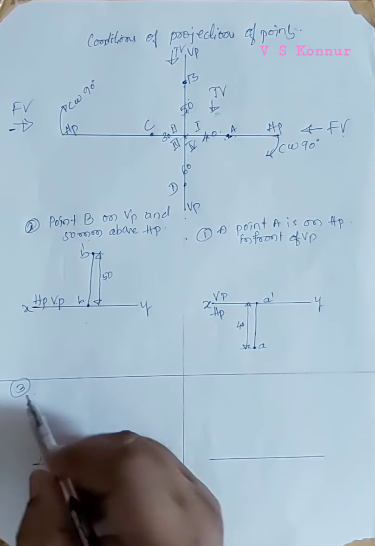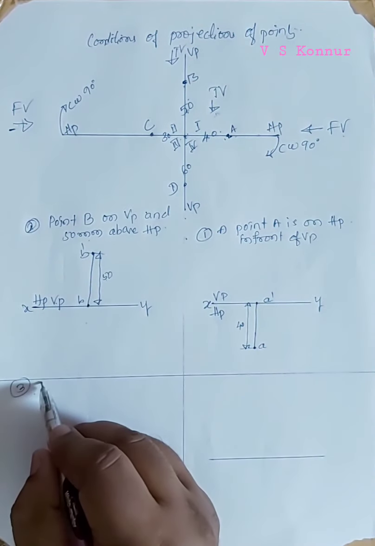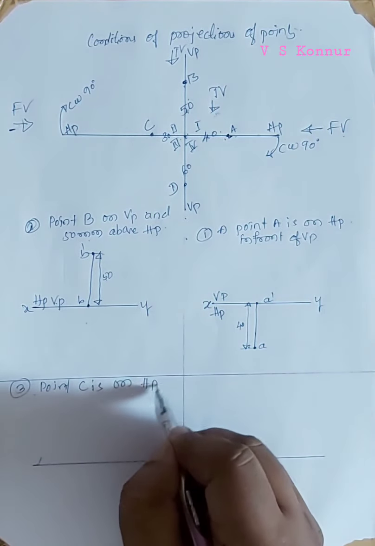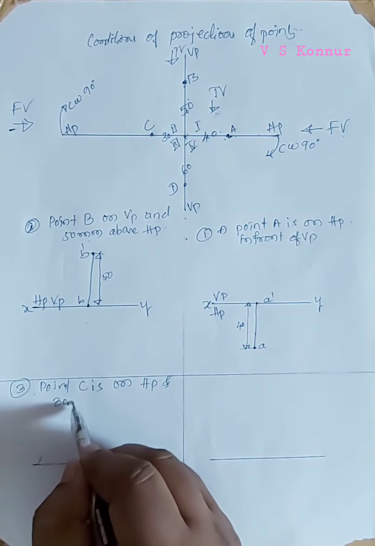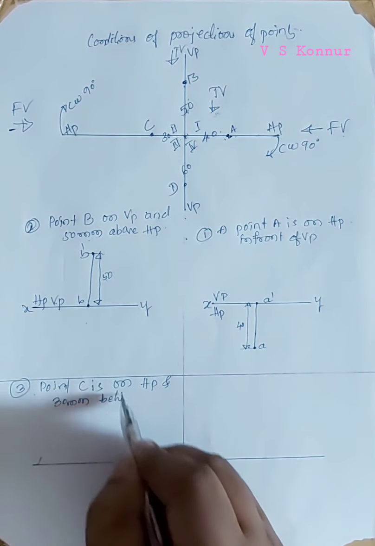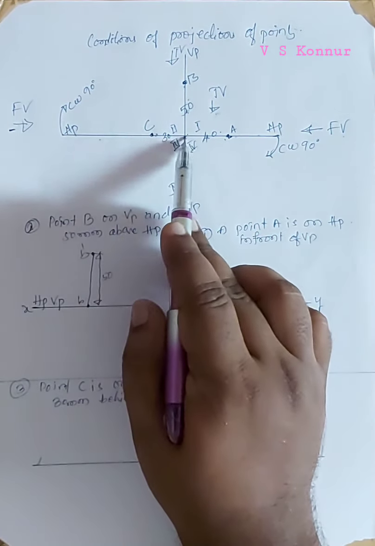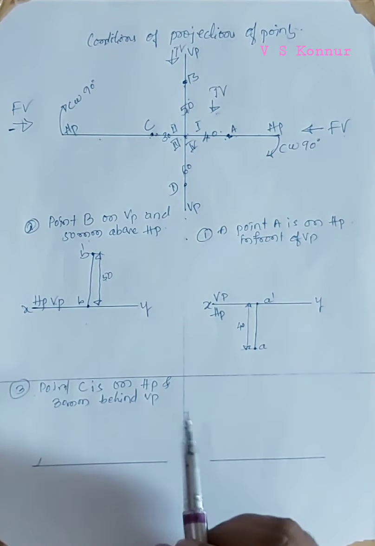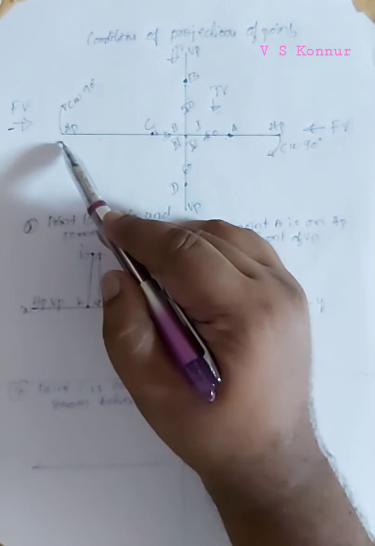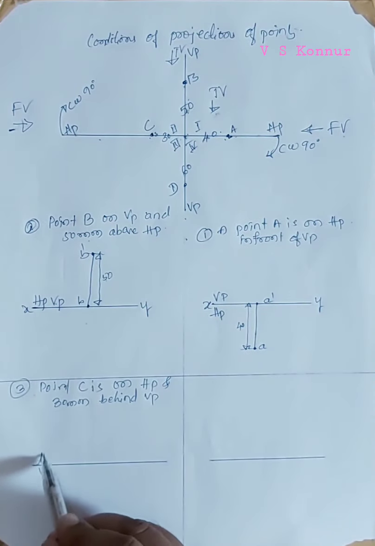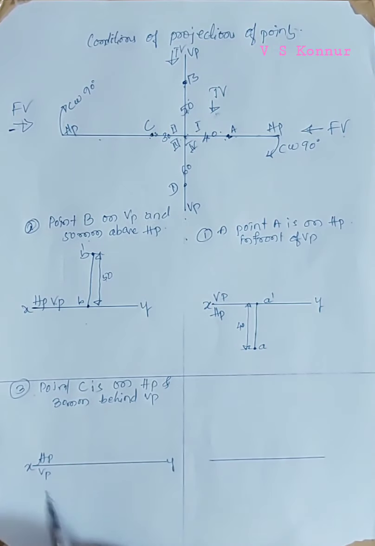Next, third, so point C is on HP and 30 mm behind VP. That is, point C is on horizontal plane and 30 mm behind vertical plane. Now, for this, HP is rotating clockwise 90 degree, VP remains below. So VP is below XY line, HP is above XY line.